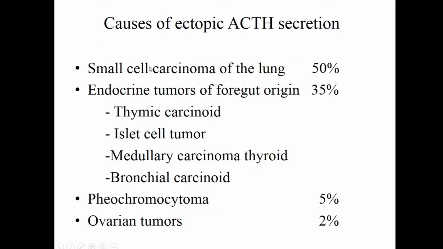What are the causes of ectopic ACTH secretions? The majority of the ectopic ACTH secretions come from the lungs, and the most common cause is small cell carcinoma of the lung. What are the other endocrine tumors which can secrete ACTH? Thymic carcinoma, islet cell tumors, medullary carcinoma of the thyroid, bronchial carcinoids. These also can produce ectopic secretions of ACTH.